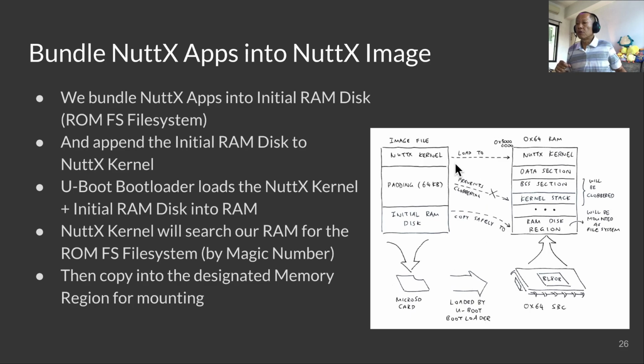U-Boot bootloader will load everything into RAM, NuttX kernel, and NuttX apps. NuttX kernel will then search our RAM for the ROM FS file system, because the ROM FS file system has a magic number, and copy it into the designated memory region for mounting. That's how NuttX kernel accesses the NuttX apps.